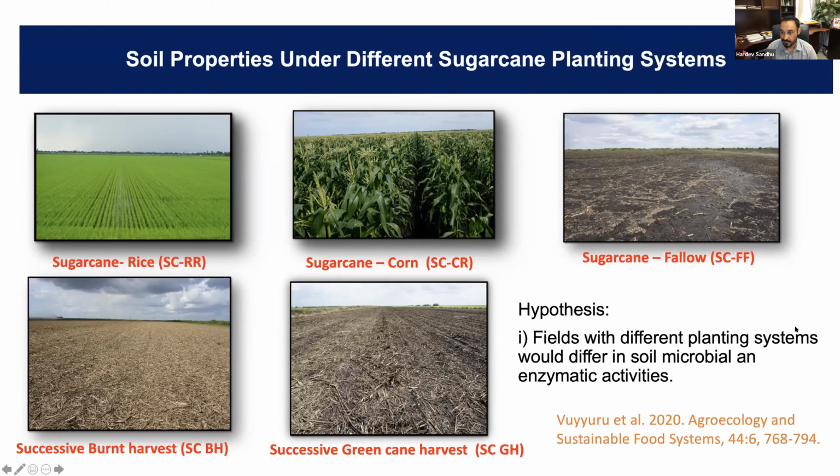So in this one, our hypothesis was that the fields and the different planting systems would differ in microbial and chemical soil properties. And this work was done by my previous PhD student, and it's published. And I gave the citation here for more details on this project.